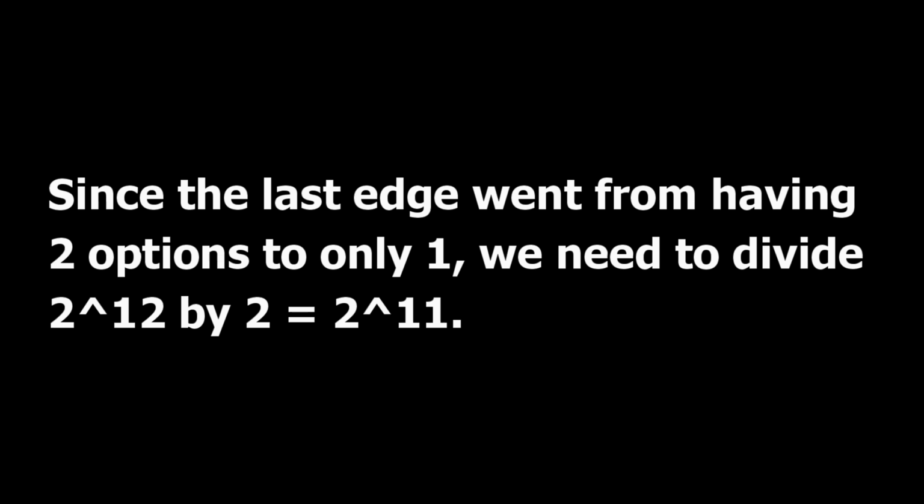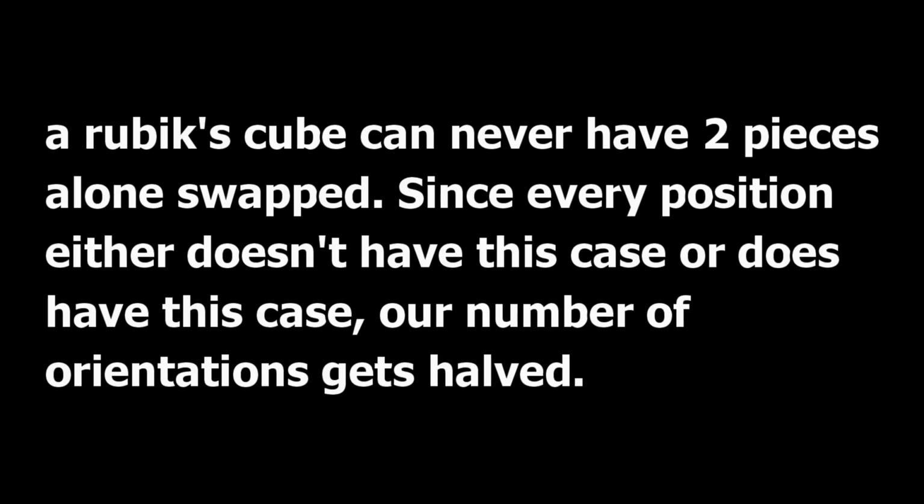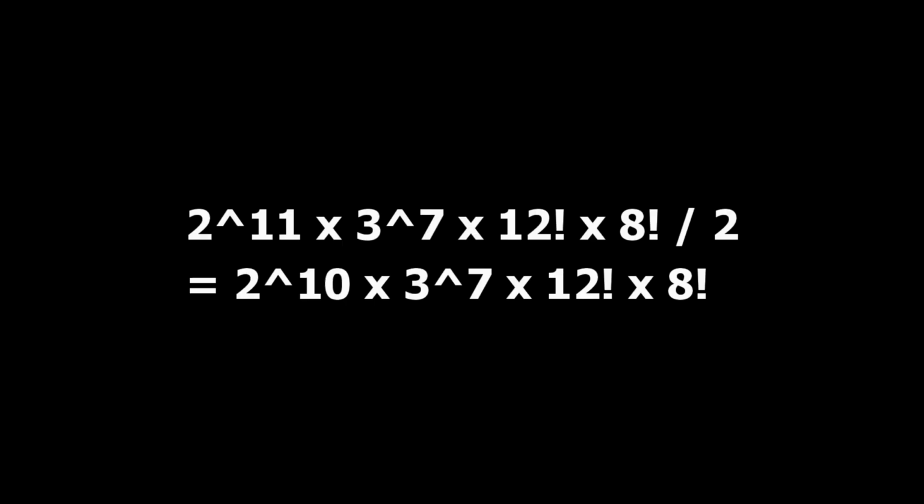And there's just one final loophole and we're done. We can never have just 2 pieces swapped in a Rubik's Cube, as that leads to an impossible position. For example, just take 2 corners, pull them out, and put corner A in corner B's position, and corner B in corner A's position. And you cannot solve that Rubik's Cube. It's impossible. So, removing this loophole, the number of permutations gets reduced by half. So what we end up with is 2 power 11 times 3 power 7 times 12 factorial times 8 factorial.